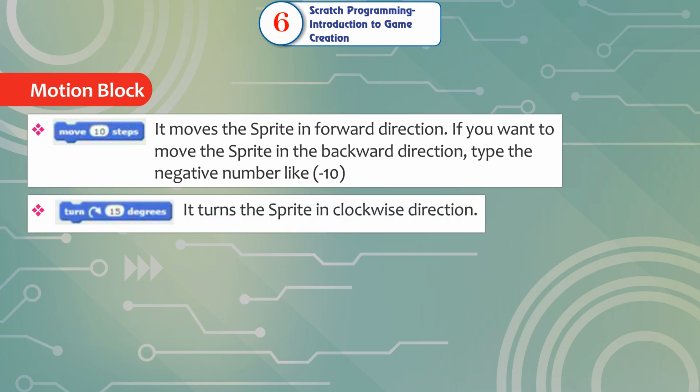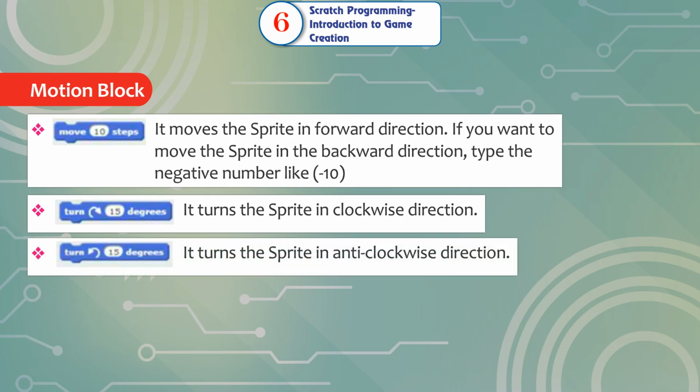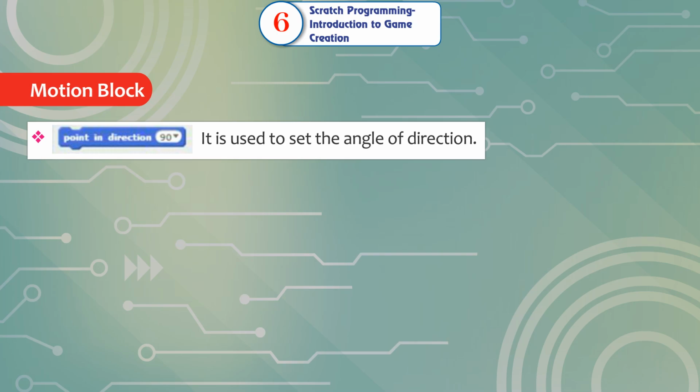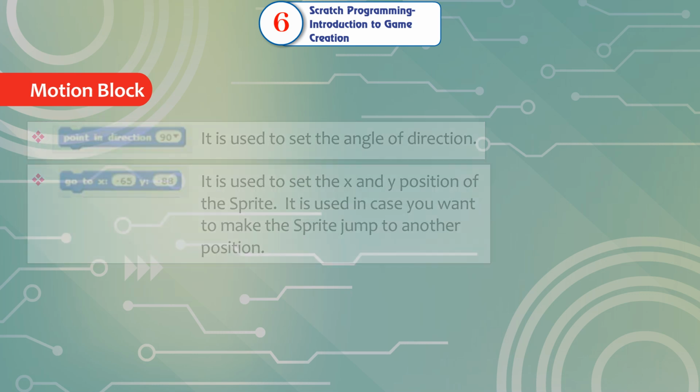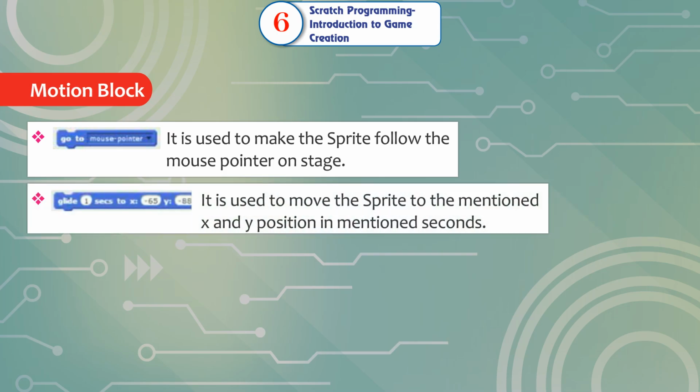It turns the sprite in the clockwise direction. It turns the sprite in the anti-clockwise direction. It is used to set the angle of direction. It is used to set the X and Y position of the sprite. It is used in case you want to make the sprite jump to another position. It is used to make the sprite follow the mouse pointer on the stage. It is used to move the sprite to the mentioned X and Y position in the mentioned seconds.